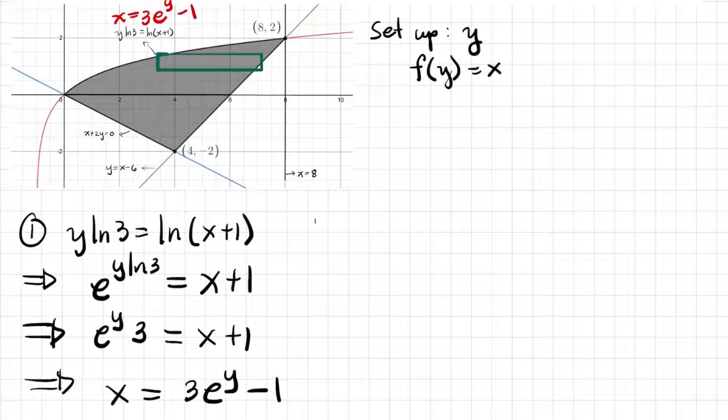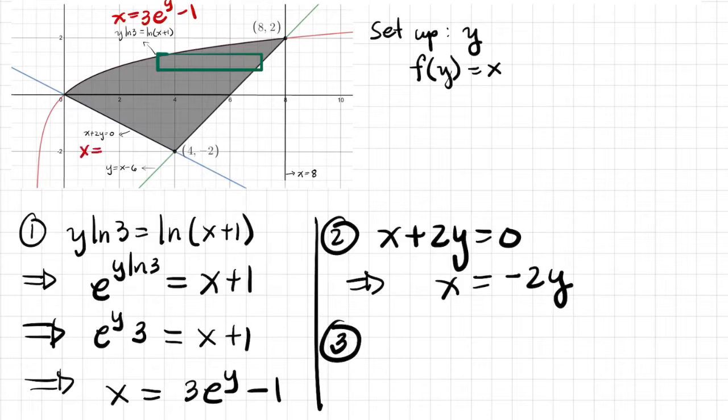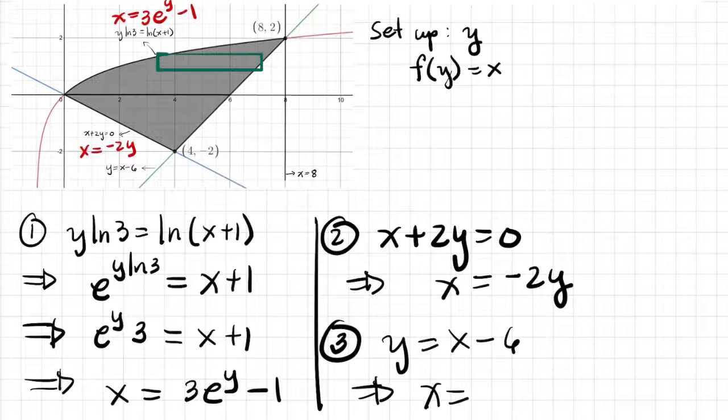Okay? So how about this? Number 2, we have x plus 2y equal to 0. So we have to solve for x. This is easy. x is simply equal to negative 2y. So this is just x equals negative 2y. Lastly, we have y equal to x minus 6. Again, this is easy. So you have x equal to y plus 6. This is x equals y plus 6.